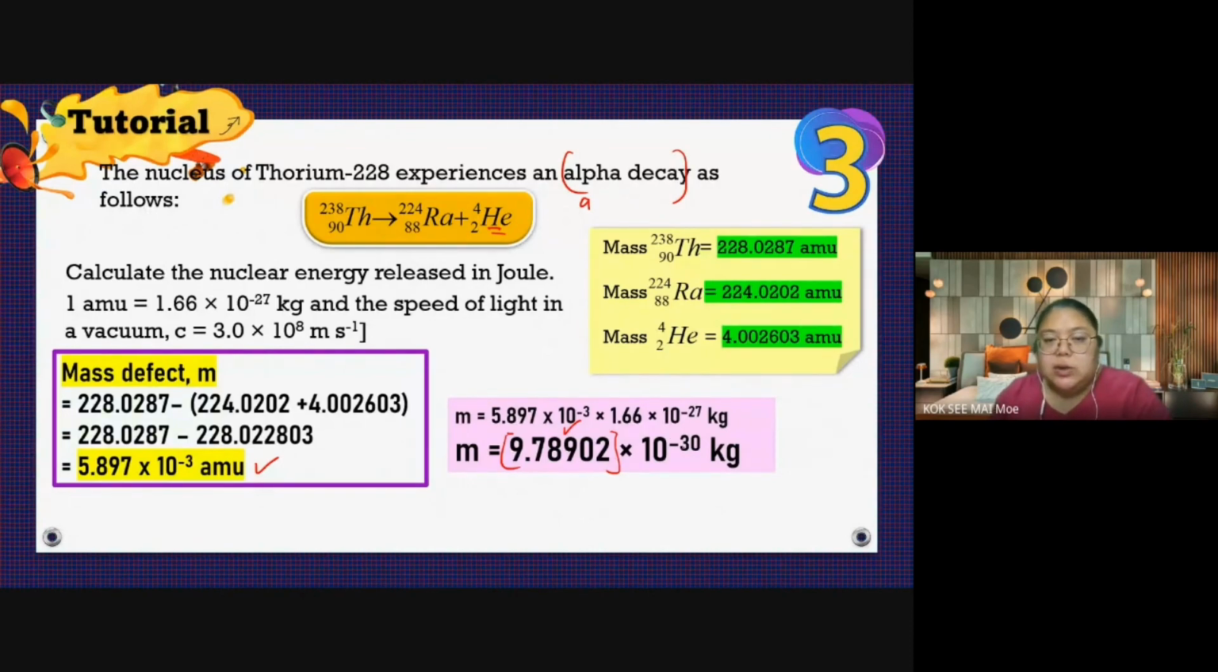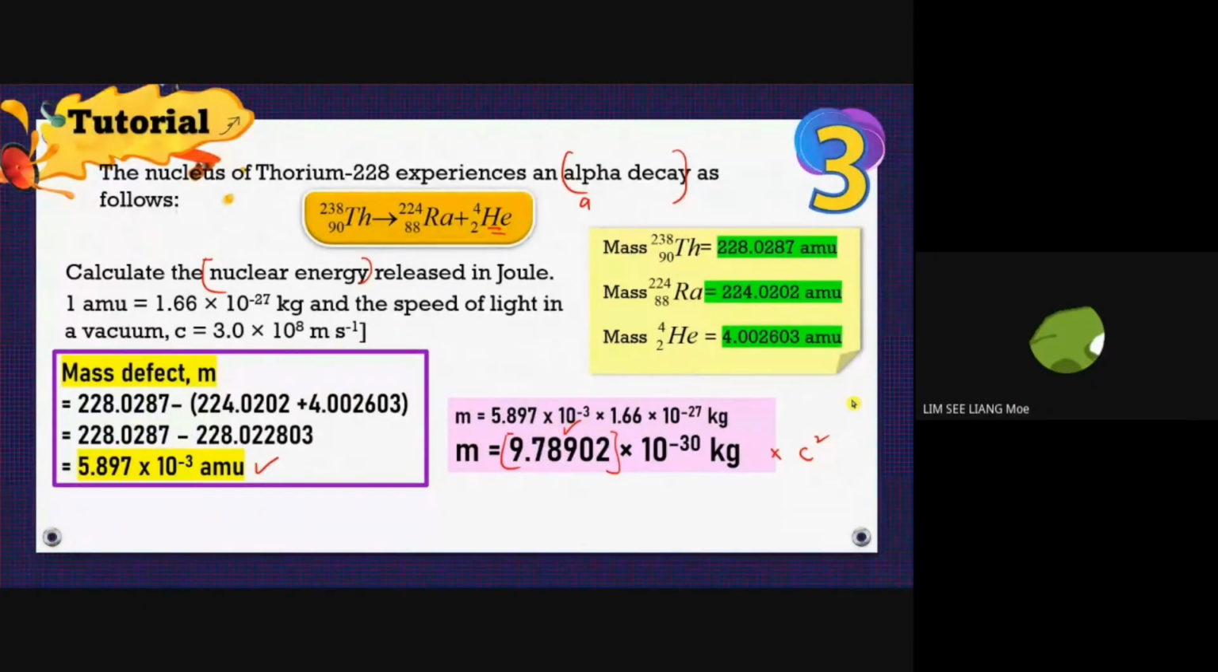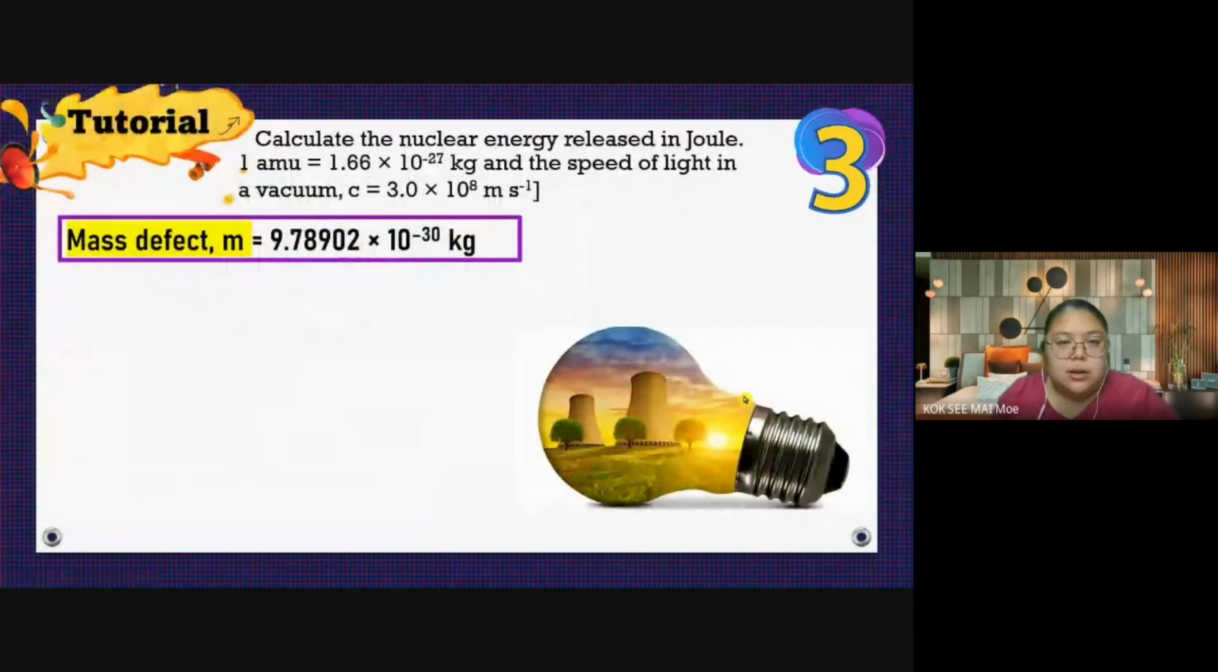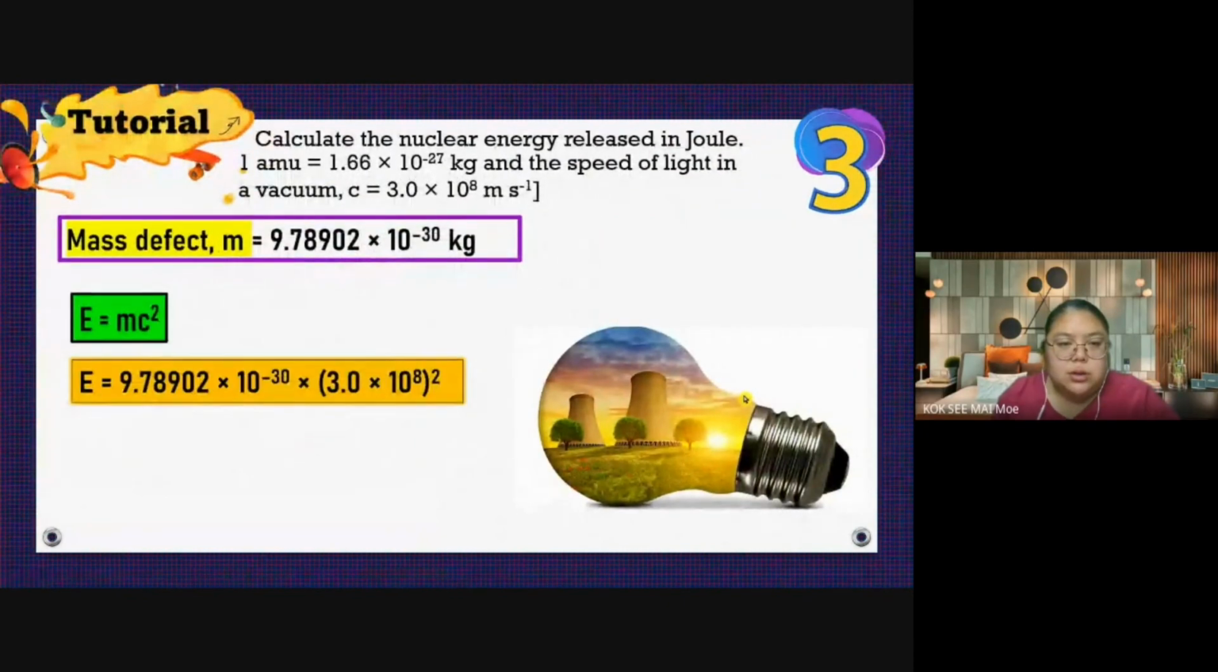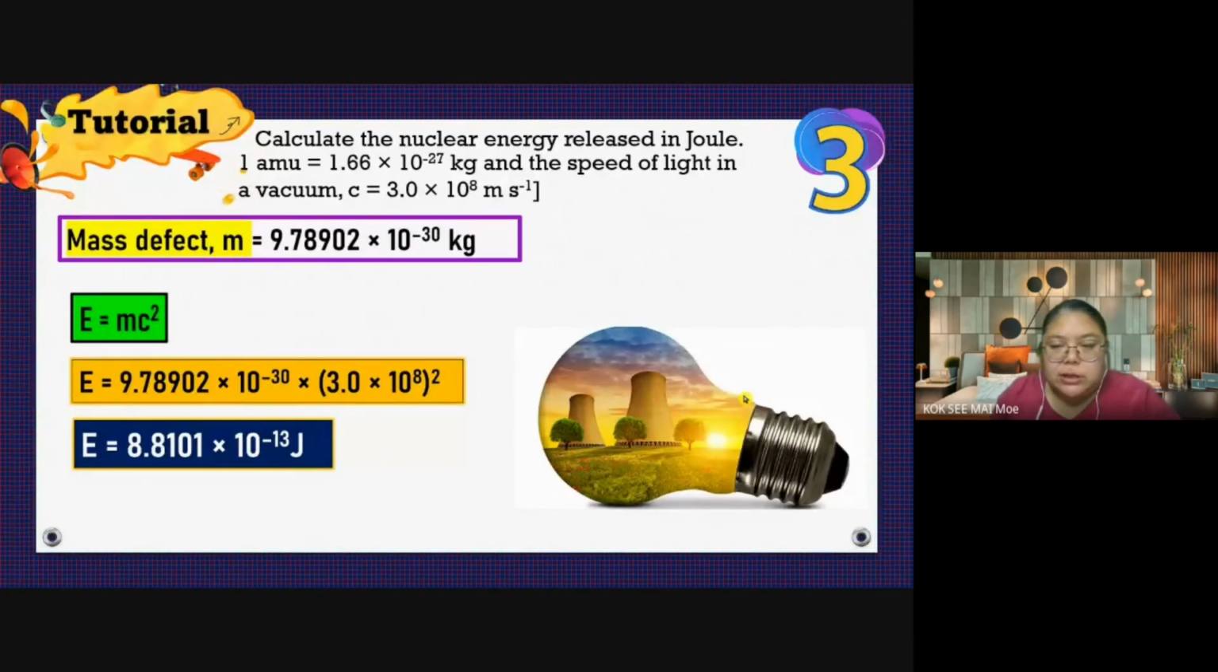So after that, you convert to energy. The question sure will ask you for the nuclear energy. So you just take the mass defect and multiply by c square. Then you can get the answer in joule. What's the answer in joule? 8.81 times 10 power negative 13. Okay, 8.8101 times 10 power negative 13 joule.